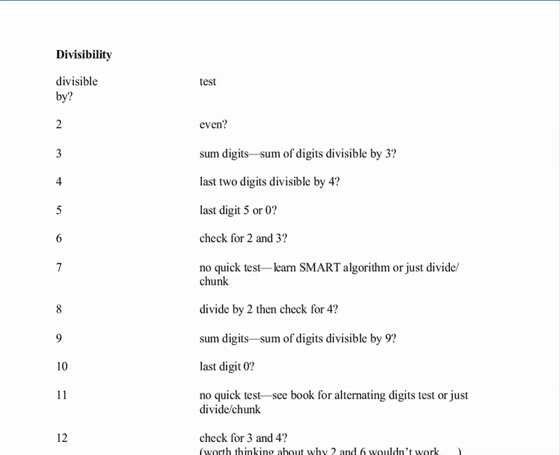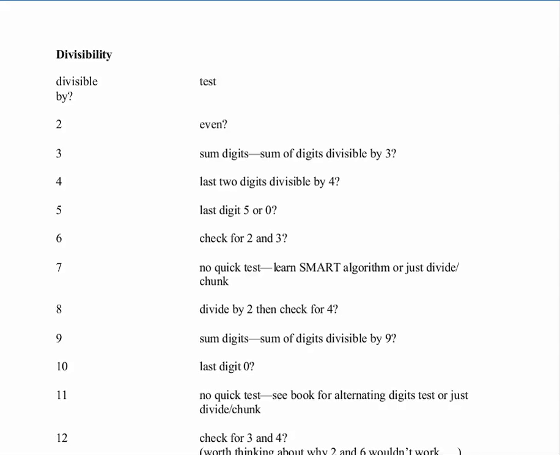There is an algorithm called the SMART algorithm, which is included in your course materials, and some people find that a useful process to go through to learn that. I believe it's a bit time-consuming for our online course, so I'm not going to teach it. One way of checking for divisibility by 7 is simply to divide. Another way is to do what I call chunking, and we'll look at what chunking is and how it works in a minute.